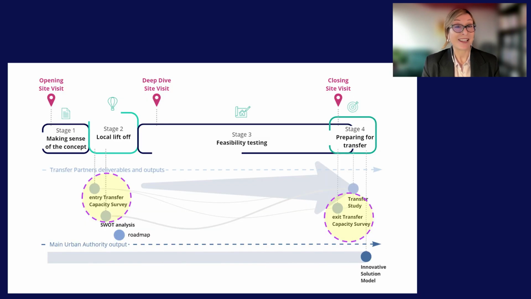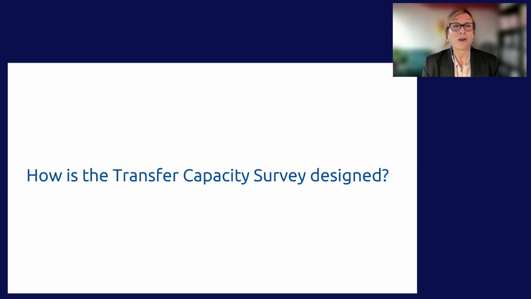Each transfer partner is required to complete the survey twice during the transfer cooperation. An entry survey at the start of the work package transfer in stage 2, and an exit survey at the end of the transfer cooperation in stage 4 of the work package transfer. By comparing these 2 surveys, transfer partners can track their progress and gain insights into the impact of their participation in the transfer cooperation. Now, let's take a closer look at the structure of the survey.